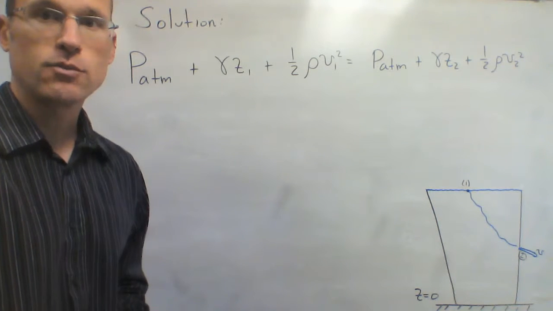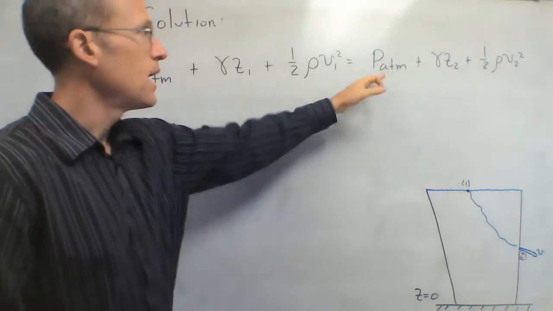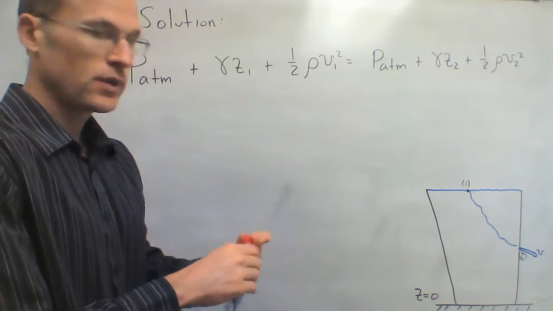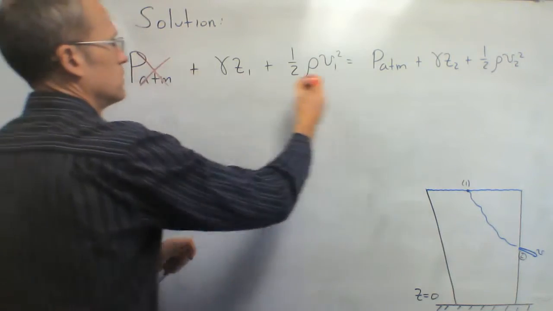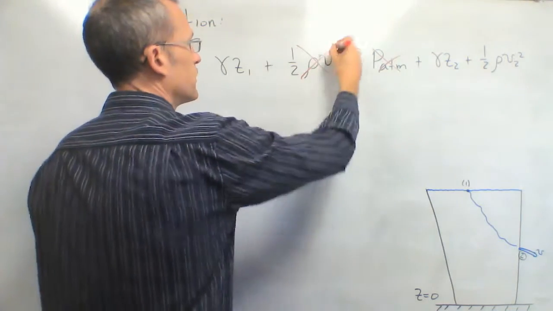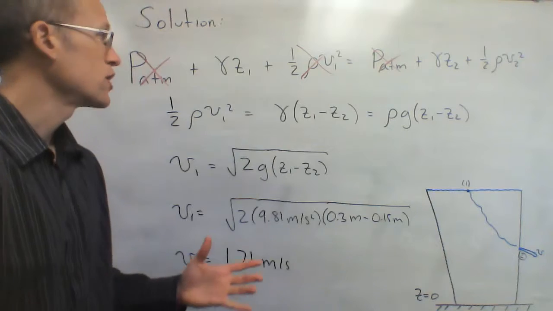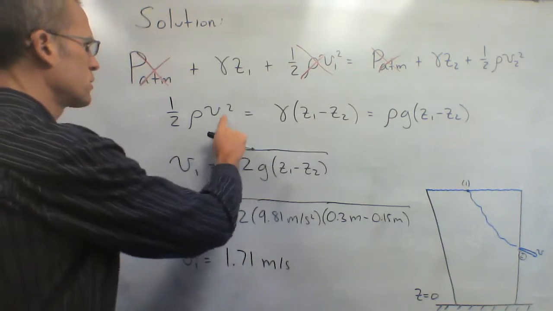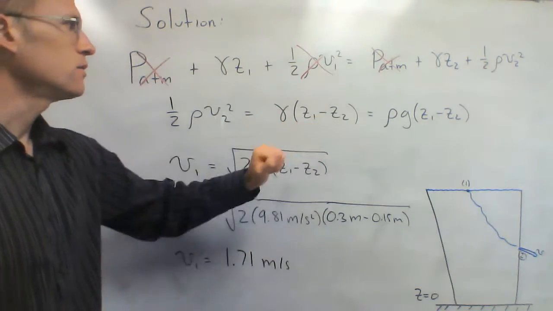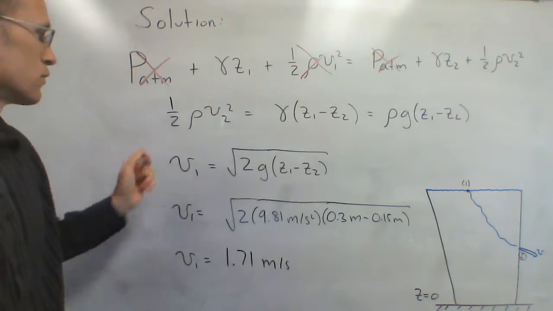So plugging all that information into Bernoulli's equation, I have atmospheric pressure, gamma Z1, 1/2 rho V1 squared, equals atmospheric pressure, gamma Z2, 1/2 rho V2 squared. Atmospheric pressure is on both sides, get rid of it. V1 I'm calling 0, so we get rid of that as well. So now that those are gone, I can rearrange my equation. So 1/2 rho V2 squared is what I'm looking for: gamma Z1 minus gamma Z2, and then gamma is rho times g, so I can cancel my rho's. Solving for V2.